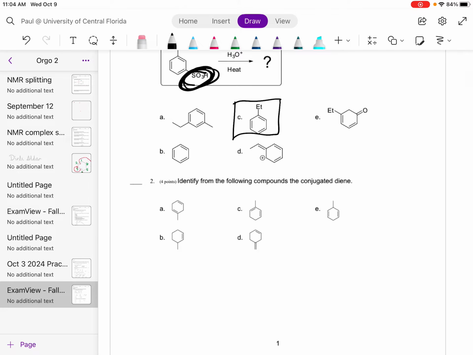Question 2, identify from the following compounds the conjugated diene. That's just remembering the definition that conjugation is just a repeating pattern of double, single bonds. When you take a look at that, you will find that we have compound C is the one that's conjugated.